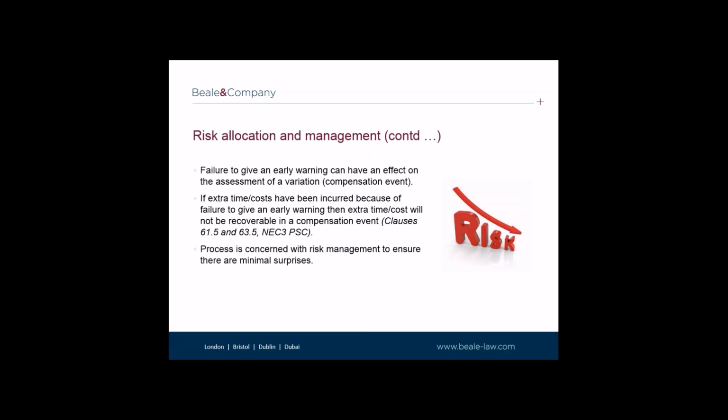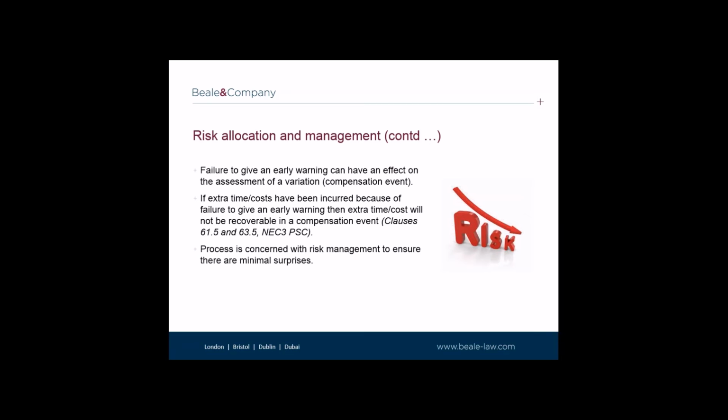The early warning notices are important, as failure to give an early warning notice can have an effect on the assessment of a variation, which is called a compensation event under the PSC. Stephen will be talking about the compensation event regime in a bit more detail shortly. If the consultant did not give an early warning of a compensation event, which an experienced consultant could have given, and time and costs are incurred because of the consultant's failure to give such a notice, then the extra time and costs will not be recoverable in a compensation event. It is therefore fundamental that early warning notices are provided when required.